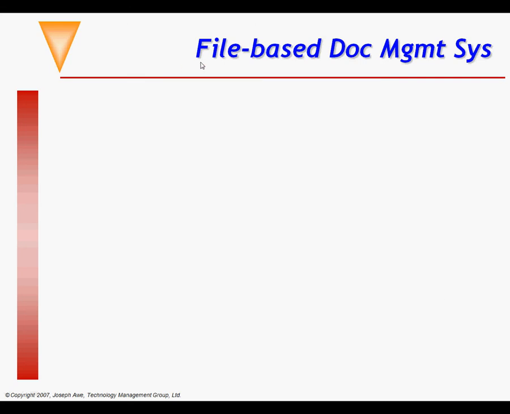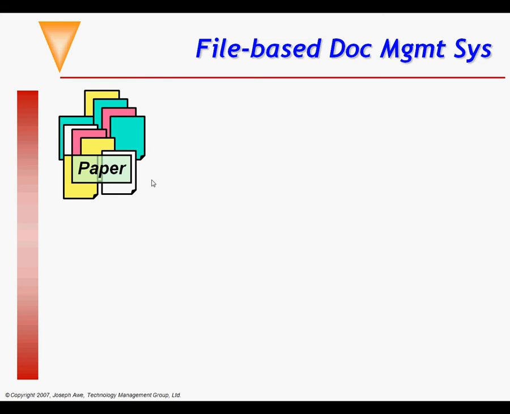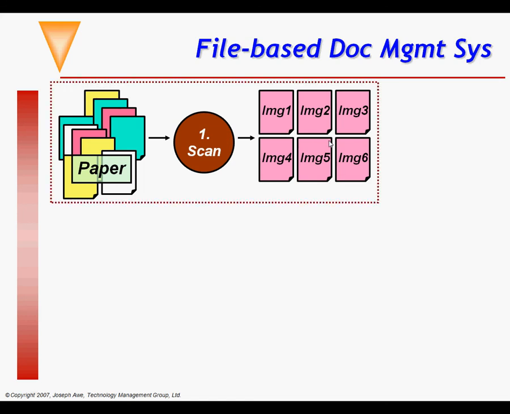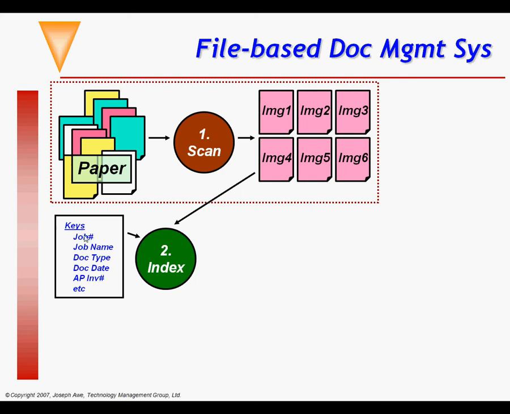Now, a file-based document management system, which is going to work a lot more efficiently, is going to start off, same thing, paper. You're going to scan it, and the scan is going to turn it into images. Now, these images should be batch indexed, and so you just take a group of them, and you're going to index them all at the same time, using the same kind of plug-in where the software is going to pull job name, document types, document dates, AP invoice, etc. From the accounting system, and you kind of match it up to make sure that the indexing is done properly.